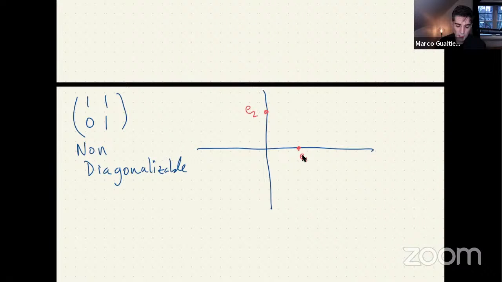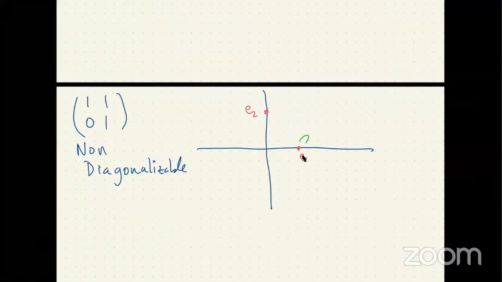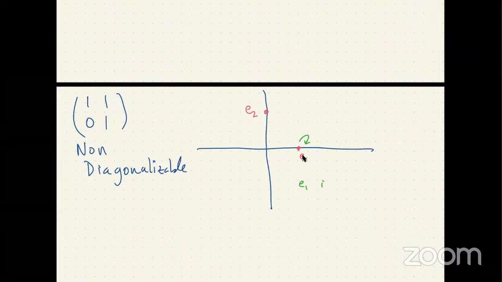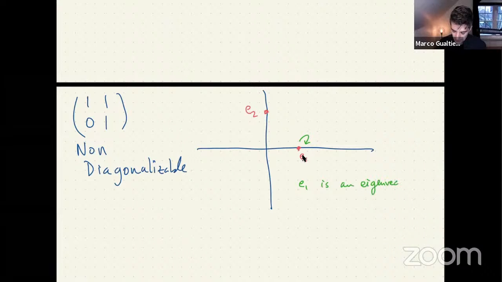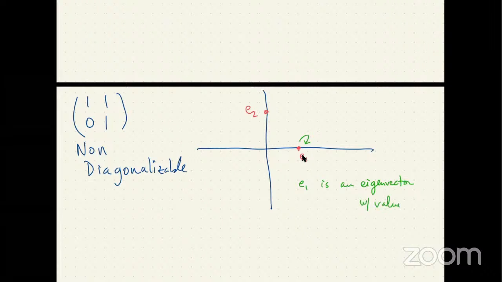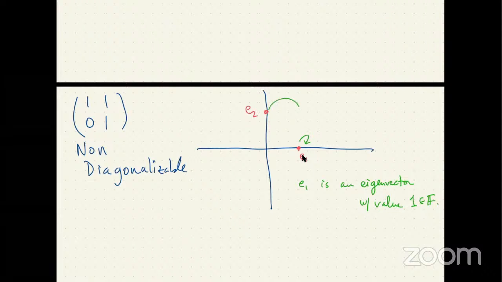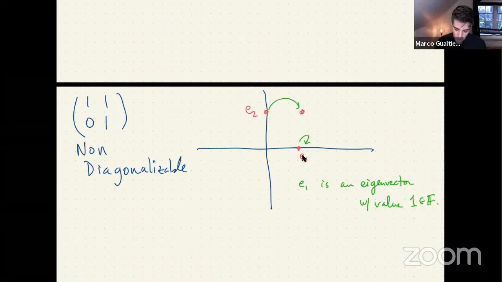What does the operator do to E1? It sends it to itself. Therefore E1 is invariant, but it has a more famous name than that: an eigenvector. With which eigenvalue? 1. What about E2? Where is it sent? Sent to the diagonal between E1 and E2. So that means that you were not successful in finding another eigenvector.